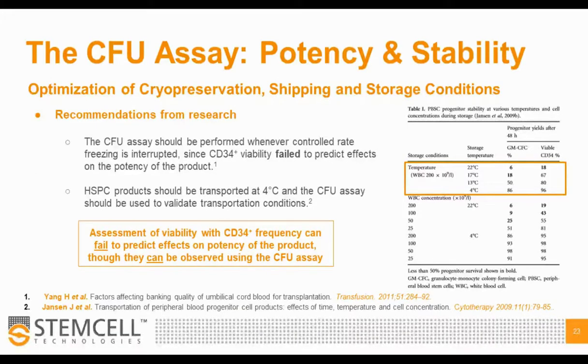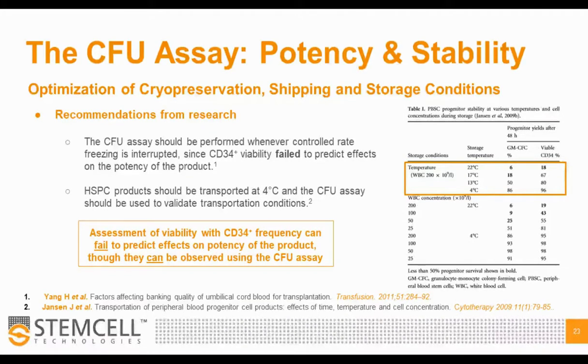In that review, Mike Watts also reviewed some of the literature. I've shown a couple of references here, where if you look at people that have really investigated the effects of storage conditions on hematopoietic stem cell potency, you can see that they all come to the same conclusion: that the assessment of the viability of CD34 frequency can fail in some cases to predict the effects on potency, which can be observed using the CFU. So a lot of the papers will always validate whatever process they're doing based on the CFU assay.